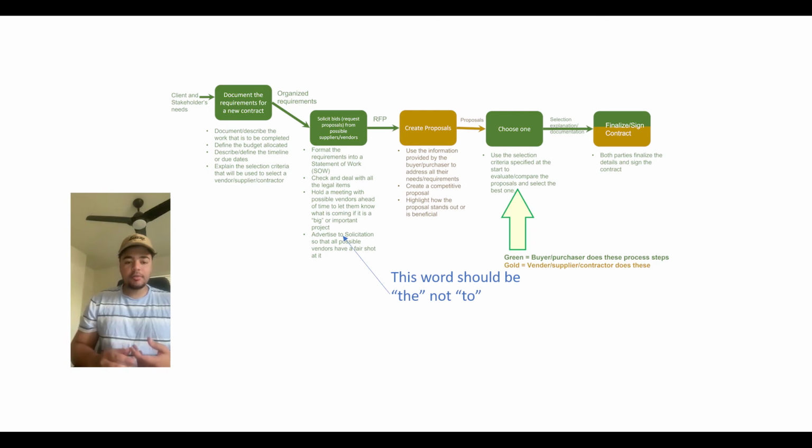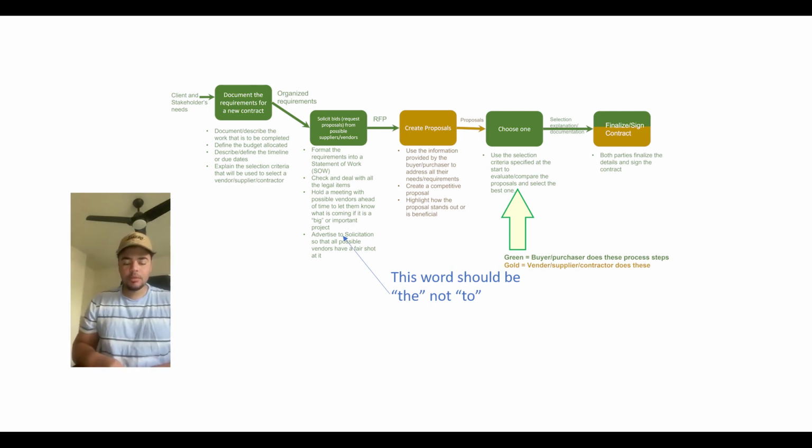And then you're gonna have to choose a vendor, and you have to be using the selection criteria that was set at the beginning, because that's what everyone agreed on in the beginning. You can't start changing things on your own. You have to stick to that.